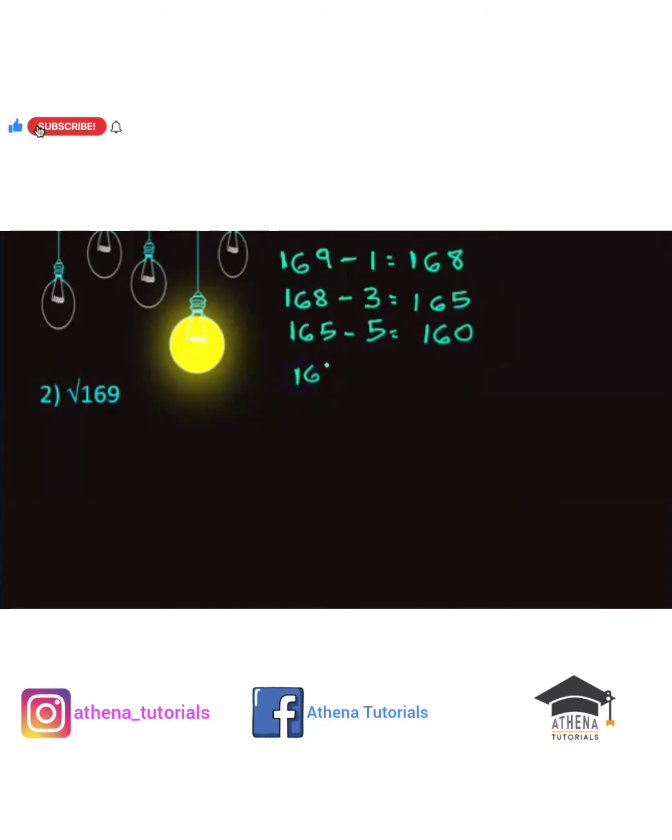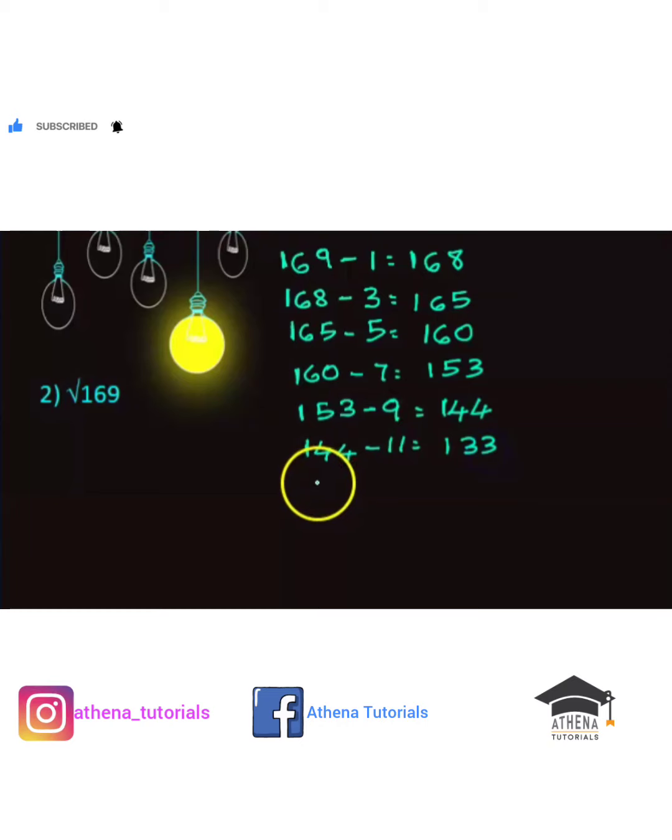So 160 is subtracted by 7. We'll get the answer as 153. And 153 is subtracted by 9. We'll get the answer as 144. Next, 144 minus 11. We'll get it as 133. Next, 133 is subtracted by 13. After 11 it is 13. We'll get the answer as 120.